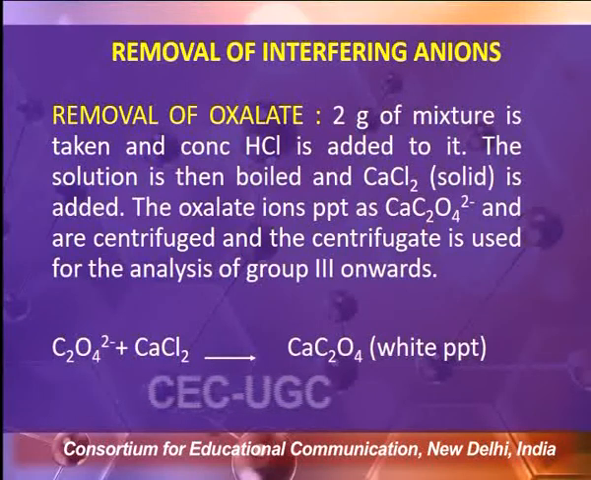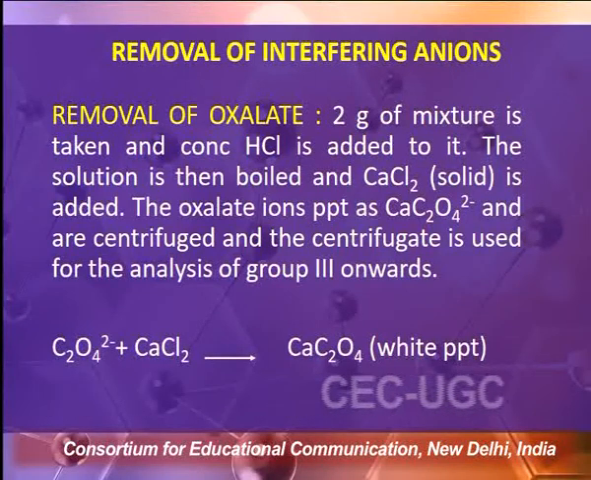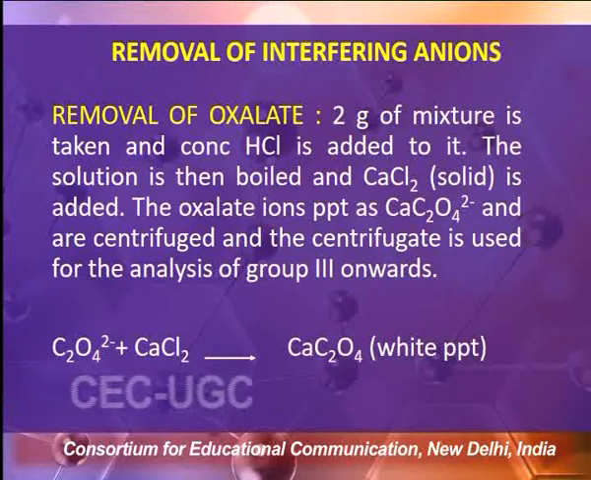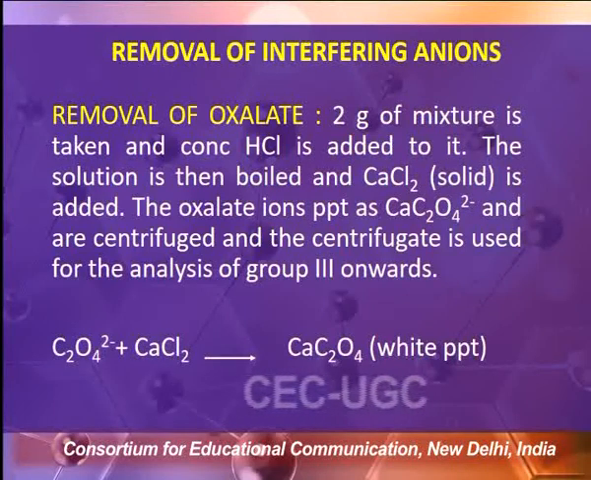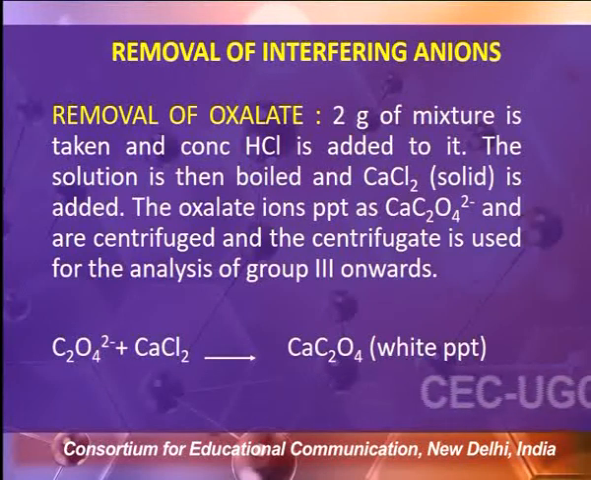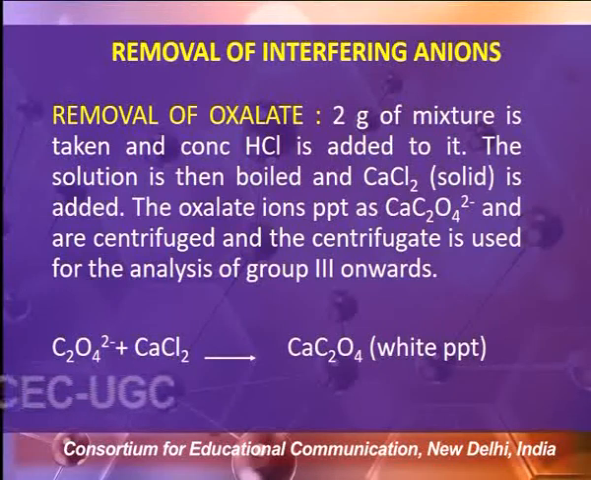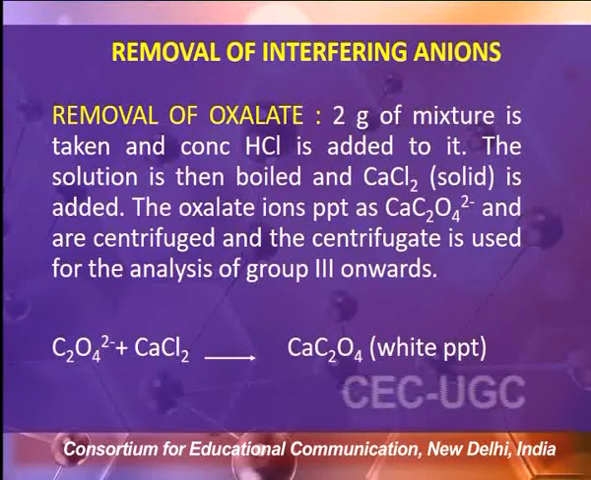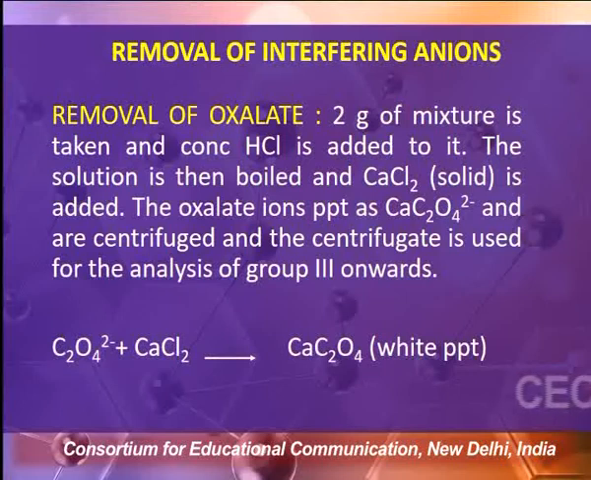Since oxalate is also an interfering anion and will tend to precipitate out in alkaline medium, which is needed for the precipitation of group 3 cations. For the removal of oxalate, 2 gram of the mixture is taken and concentrated hydrochloric acid is added to it. The solution is then boiled and solid calcium chloride is added.